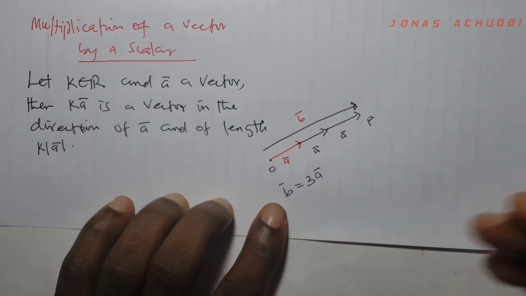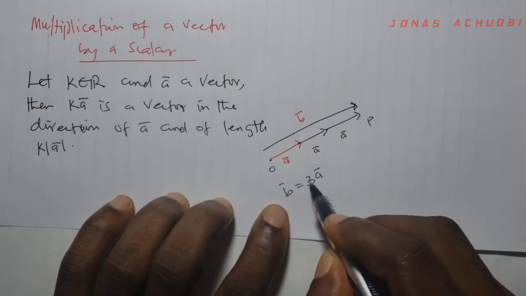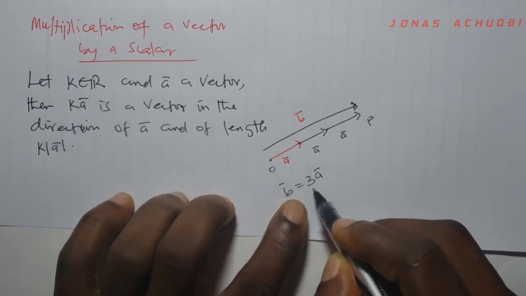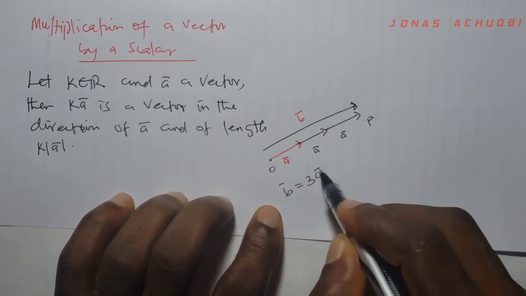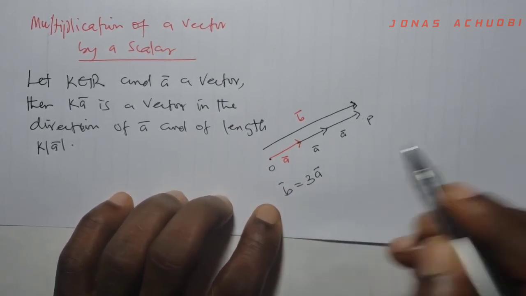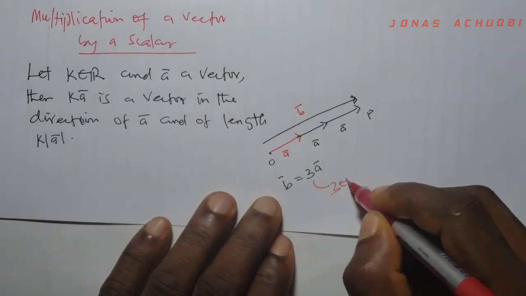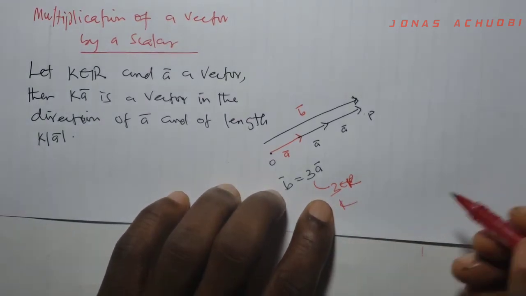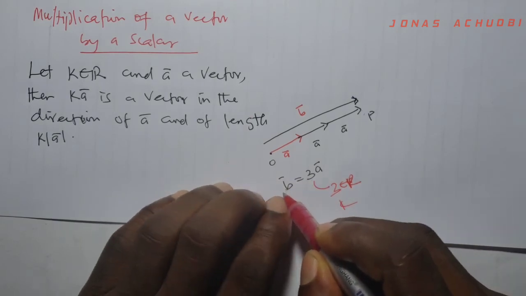So what are we saying here? We are saying here that vector B is simply a scalar multiple of vector A. Now if I multiply vector A 3 times, it gives me vector B. So I've multiplied vector A by a scalar 3. So this 3 here is what we are calling K. We say 3 belongs to R, so this is K. So I multiply a vector A by 3. That gives us a vector B.